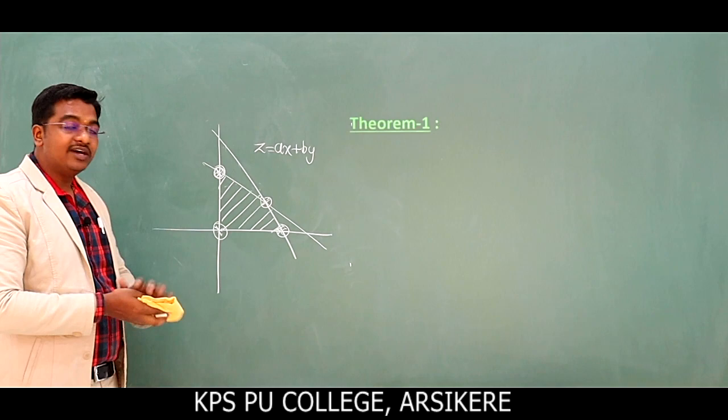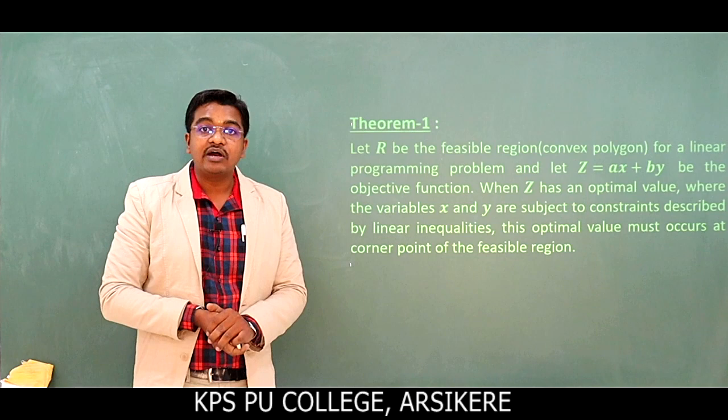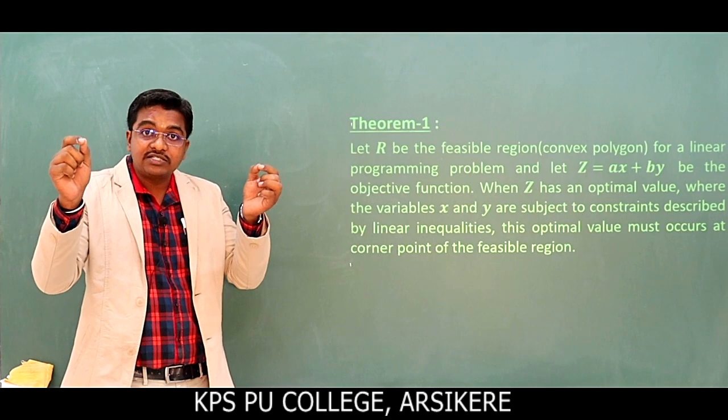Okay, the statement please. In the statement, let R be the feasible region, a convex polygon. What is a convex polygon? In a polygon, when you take two points, the line segment joining these two points must completely lie in that polygon. That is called a convex polygon.